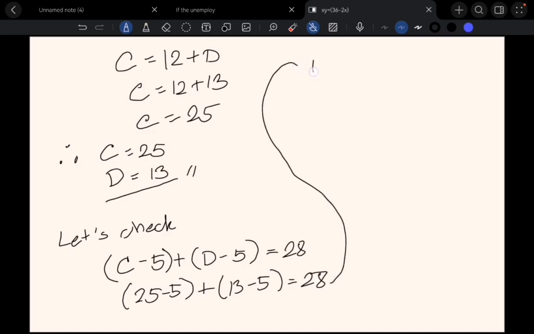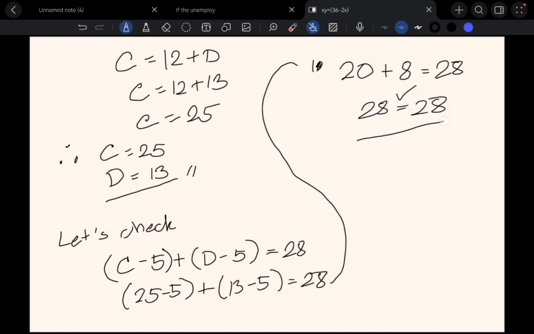All right. Let's simplify the equation by following the order of operations. So 25 minus 5 would give us 20, plus 13 minus 5, that's 8, equals 28. So 28 equals 28. So it shows that our answers were correct.